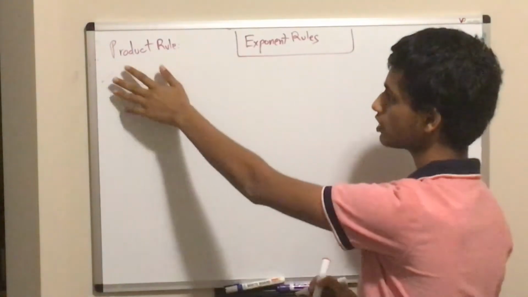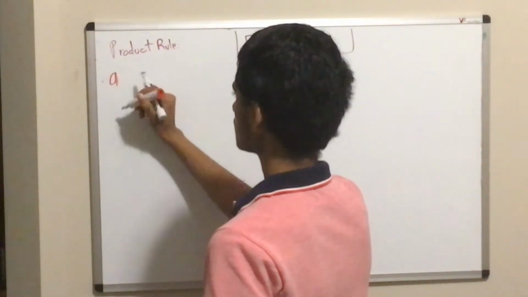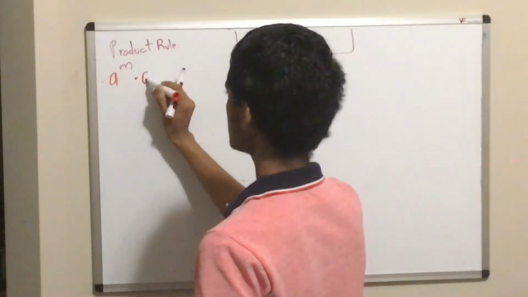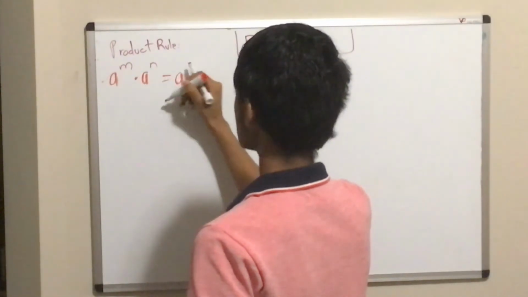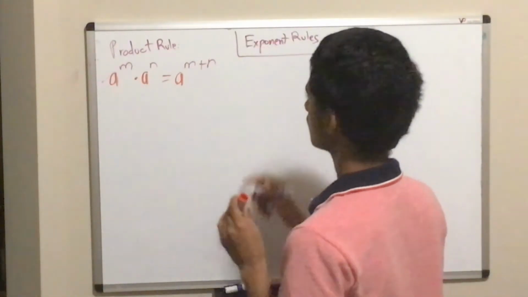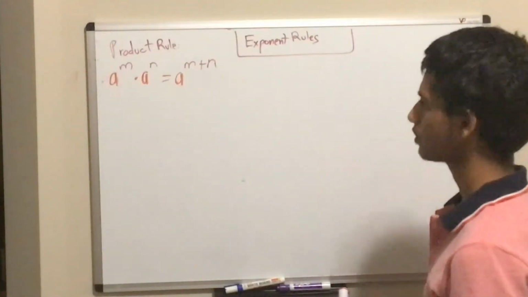And in this video, we're going to talk about the product rule, which simply states that any number a to the power of m times the same number a to the power of n is going to be equal to just a to the power of m plus n. So let's try a few examples out and see if it really works.